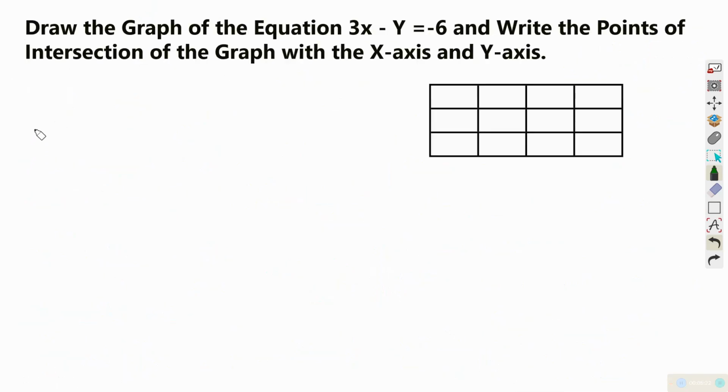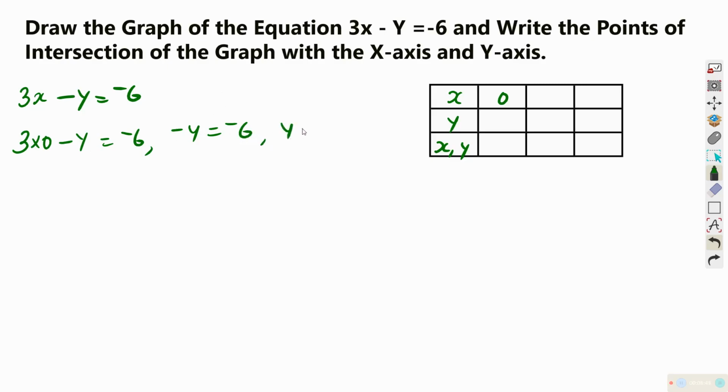Draw the graph. Straight away taking to the graph, we have to draw a graph of 3x minus y is equal to minus 6. We will substitute values for x and y. We can take x as 0 and substitute in this. Minus y is equal to minus 6, which means y is equal to 6. We'll write y as 6. Then we will consider x again. We can consider x as 1 to limit it in such a way that we can draw the graph easily.